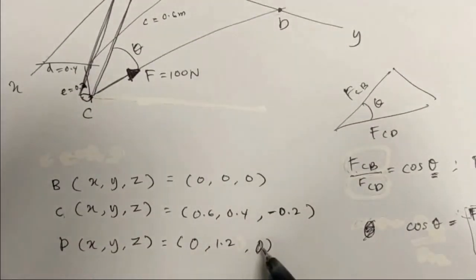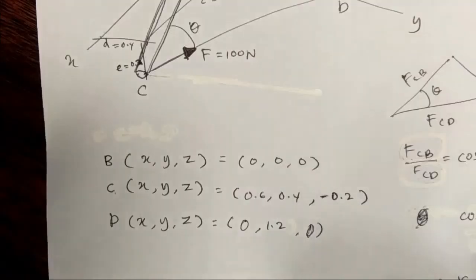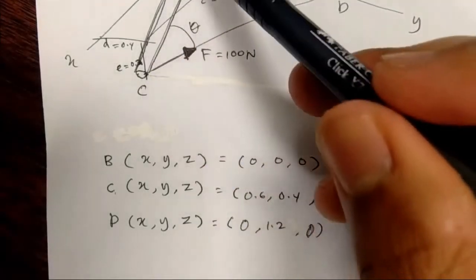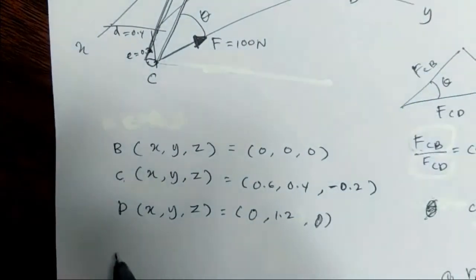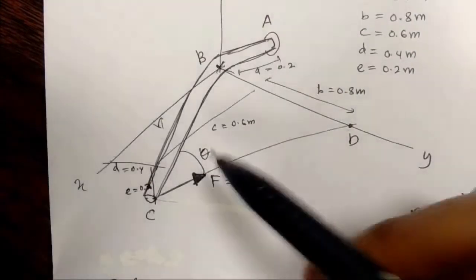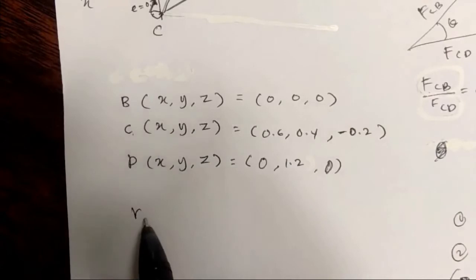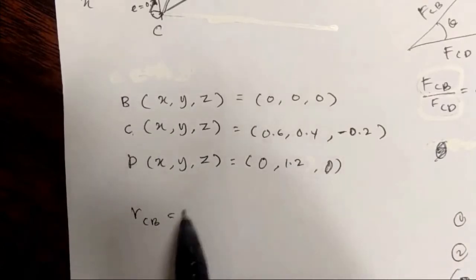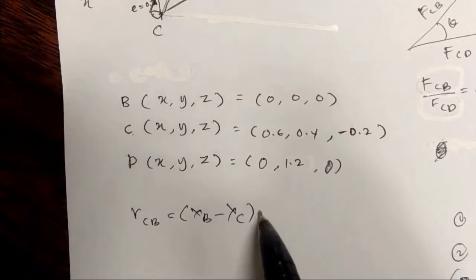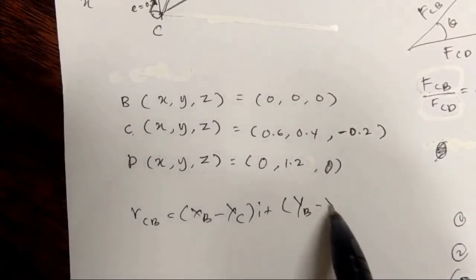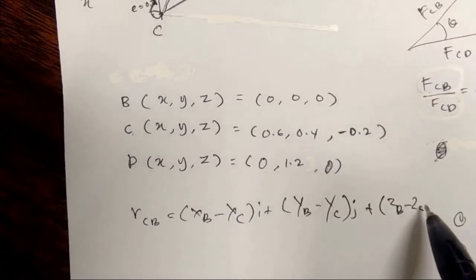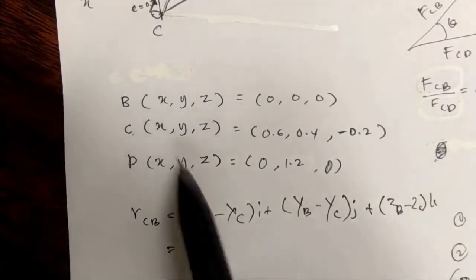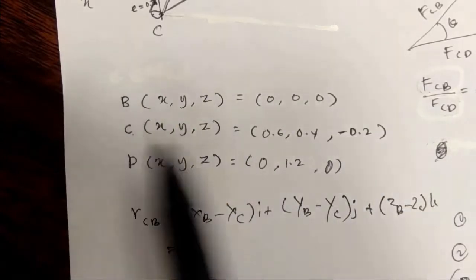Sorry, the z is 0. Okay, so if you want to get the RCB, the vector position of CB or radius, we can write here R, vector position for this one, CB. So we can write like this: R CB is equal to XB minus XC I plus YB minus YC J plus ZB minus ZC K. So just substitute using those coordinates here.